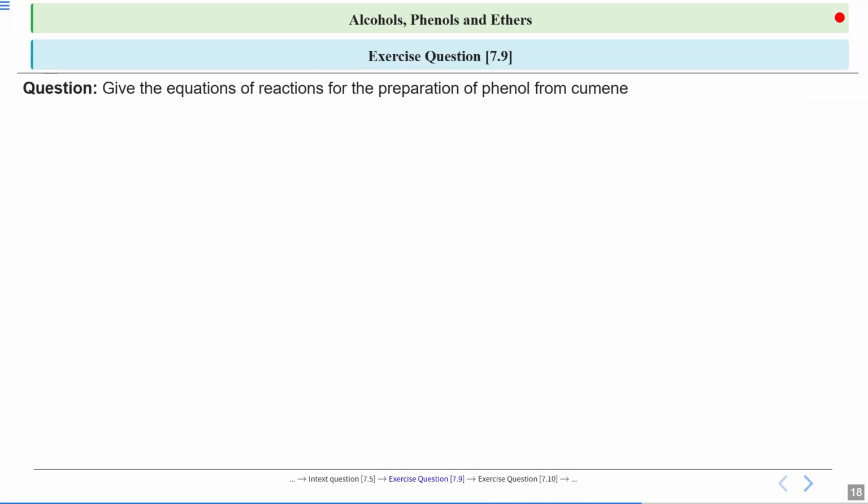Let's see an exercise question, 7.9. The question is: give the equations of reactions for the preparation of phenol from cumene. So how can you prepare phenol from cumene? You have to give the reaction equations. We have just seen this, right? So you can solve it.